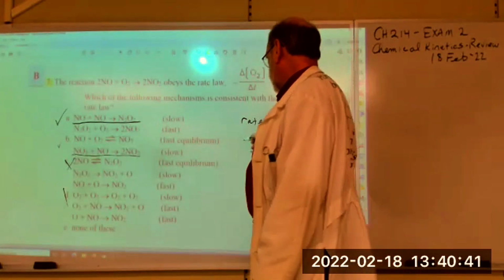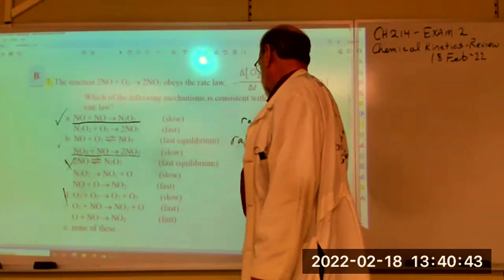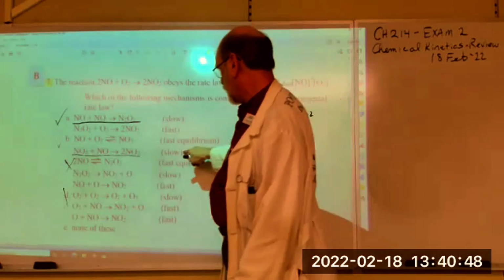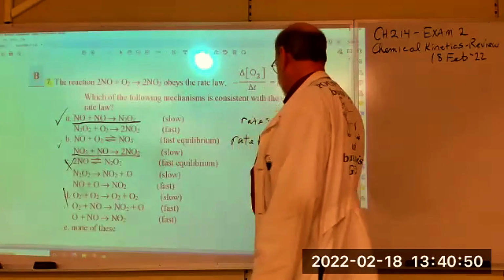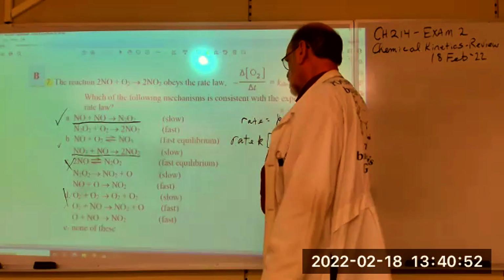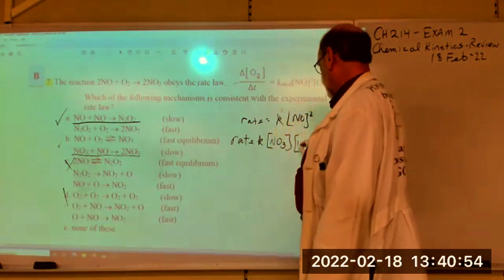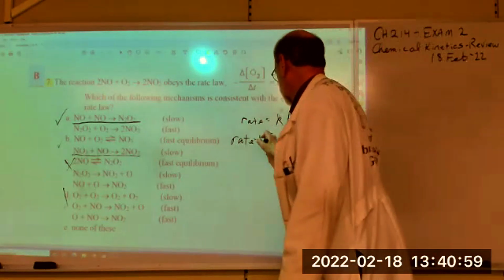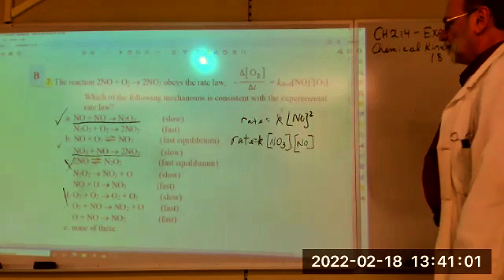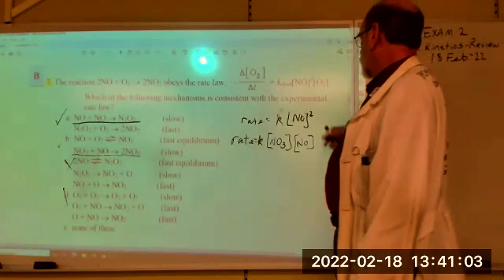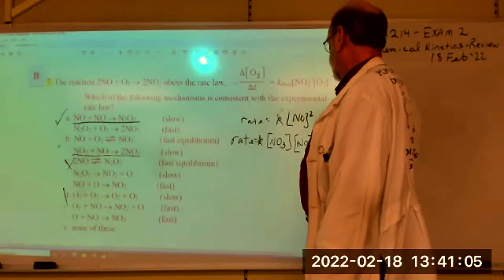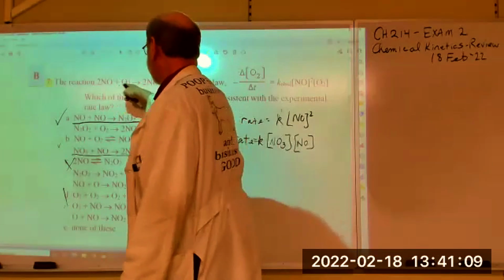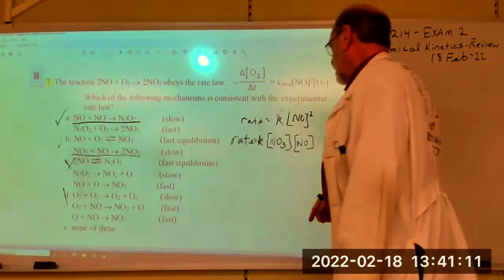So if we write B out, the slow step is the rate determining step. So it would be NO3 first power and NO first power. But that doesn't agree with it either. In fact, there's no NO3 here or here.